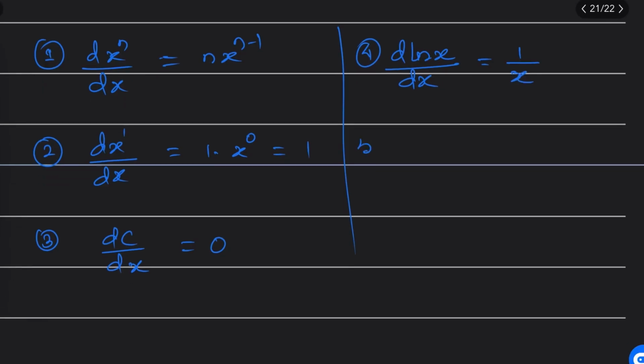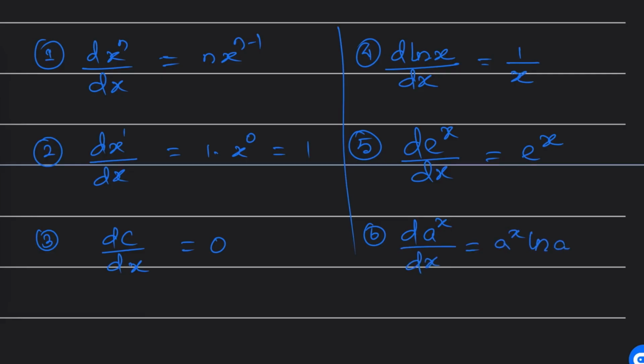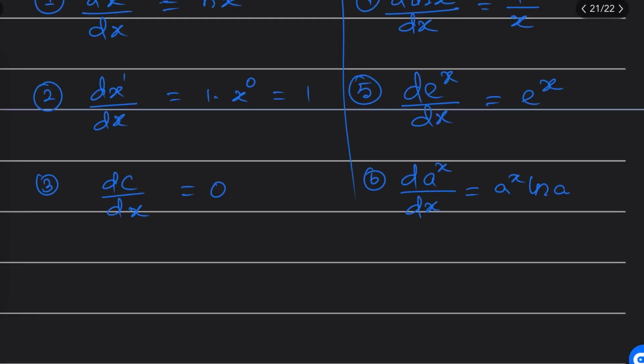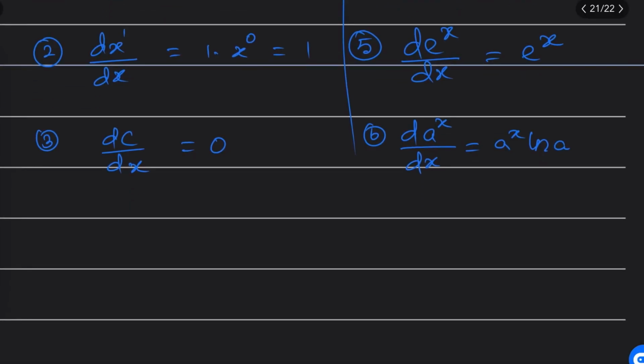Next is fifth: differentiation of e to the power x with respect to x is going to be e to the power x. This is the function whose differentiation is the same as it is, no changes. Sixth, differentiation of a to the power x with respect to x is a to the power x ln a. You should keep this in mind.